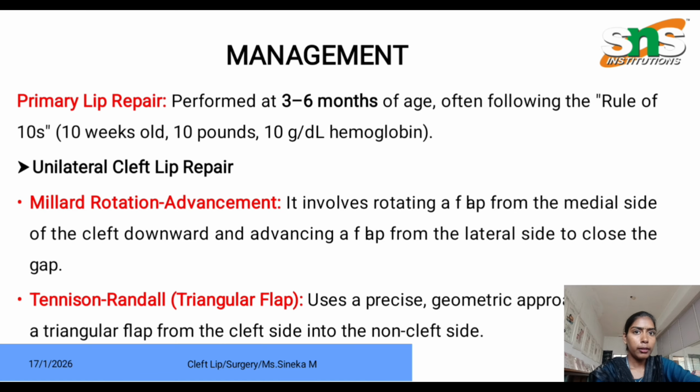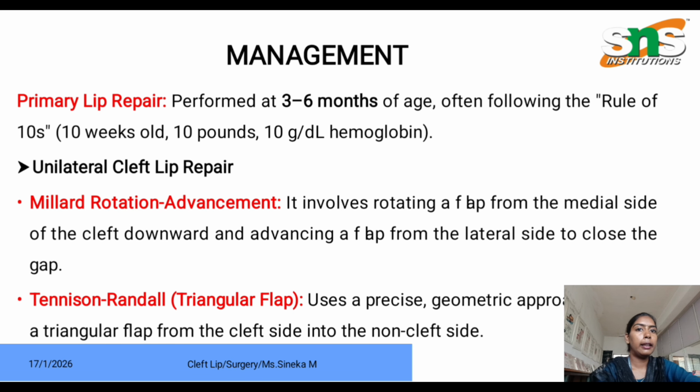Management: primary lip repair is performed at 3 to 6 months of age, often following the rule of 10. The baby should be 10 weeks old, 10 pounds, and have 10 grams per deciliter of hemoglobin. This is the rule of tens. After this only the surgeon will perform the surgery. Usually it is performed at the age of 3 to 6 months.